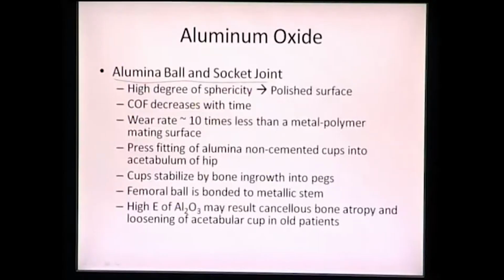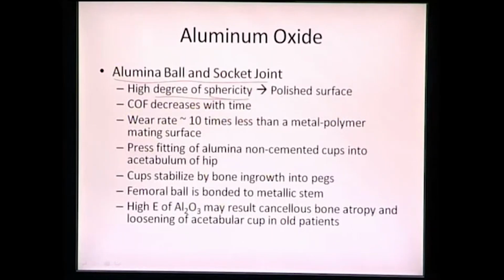So once they are in contact with one another, they will tend to have very low wear rate, and because they both are ceramics and they tend to have similar chemistry, the coefficient of friction will also be much lesser than that of a metal versus polymer contact. So that is the overall deal with enhanced wear resistance of aluminum oxide. And specifically for an aluminum ball and socket joint, it should also have a very high degree of sphericity.